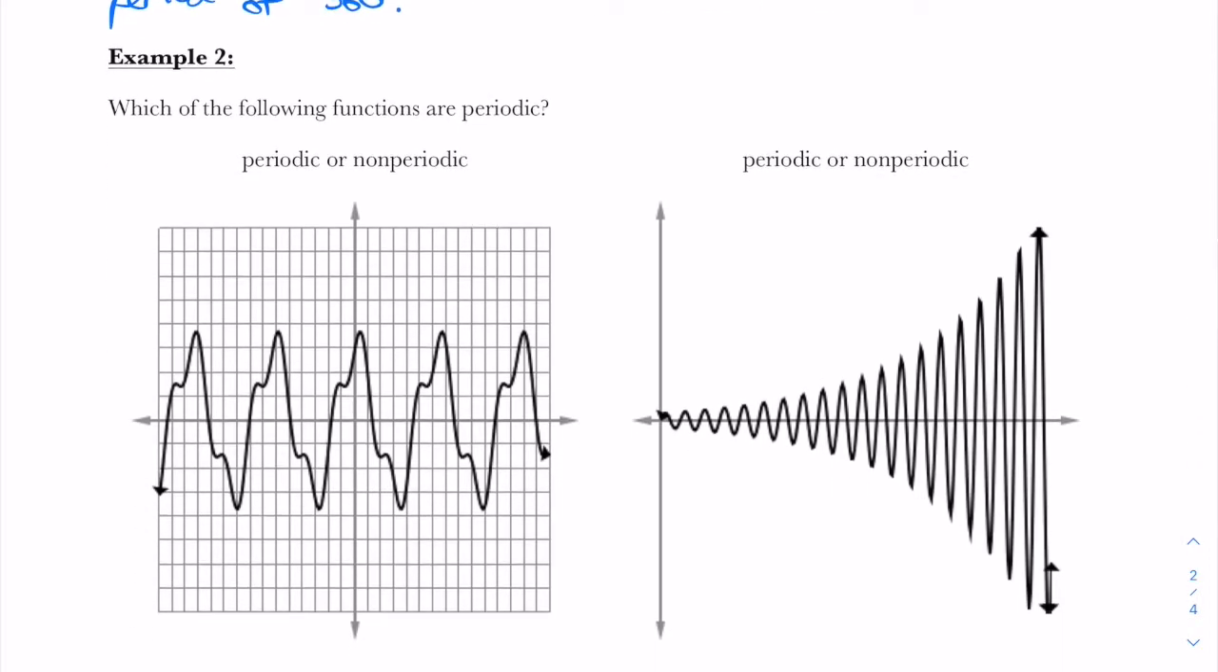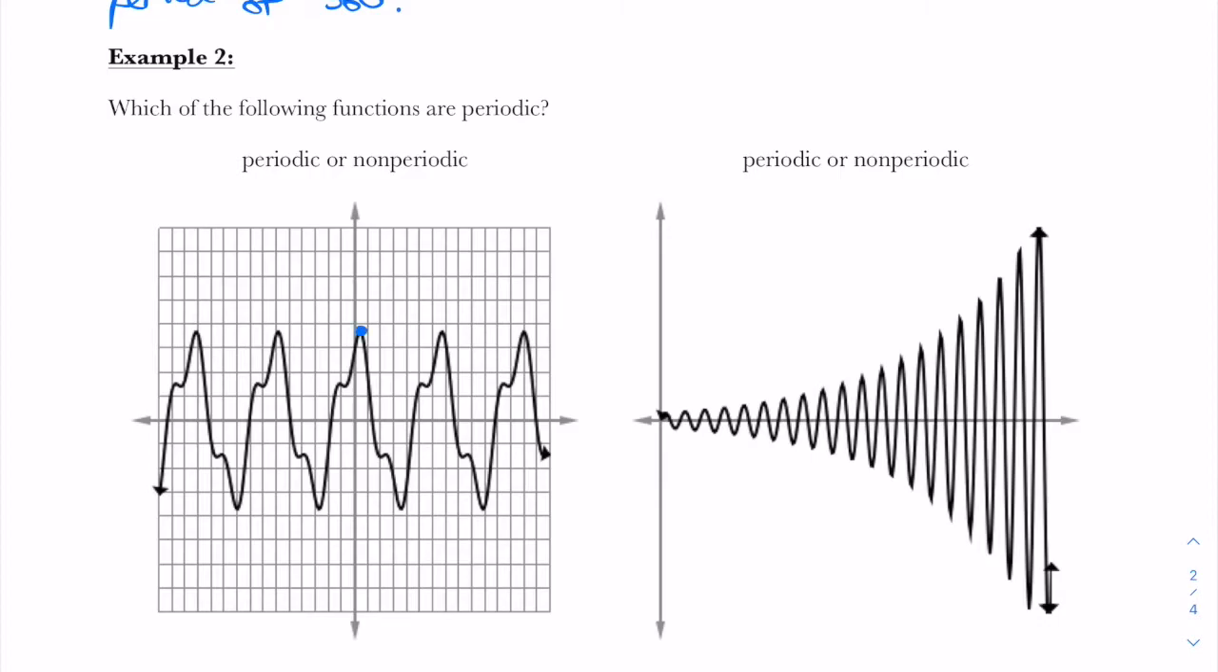Okay, let's try another example. This one is asking us to determine which of the following functions are periodic. In other words, which of the following functions show behavior that repeats at regular intervals. When you're doing a question like this, pick one feature of the graph. So in this one, I'm going to choose a maximum. Let's say this one right over here.